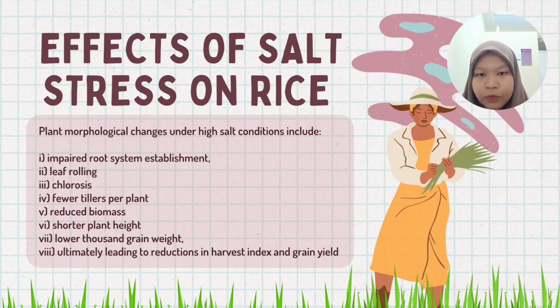Okay, so what is the effect of salt stress on rice? The effects are impacted root system establishment, leaf rolling, chlorosis, fewer tillers per plant, reduced biomass, shorter plant height, and lower thousand grain weight, ultimately leading to reduction in harvest index and grain yield.